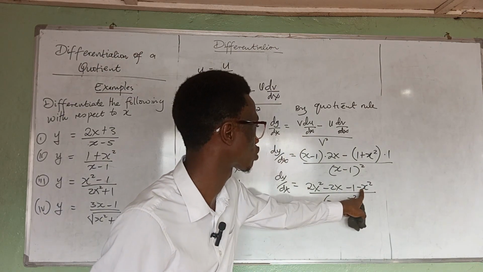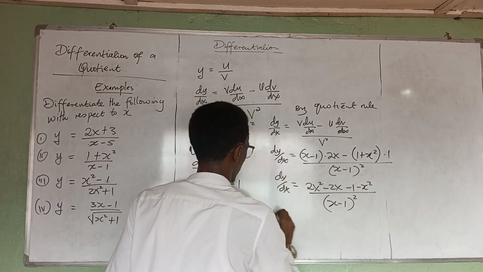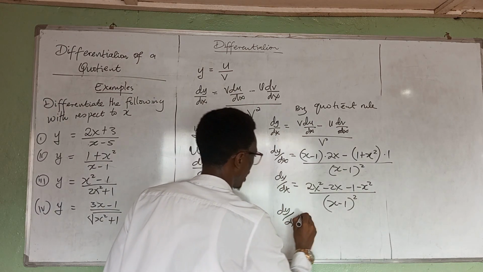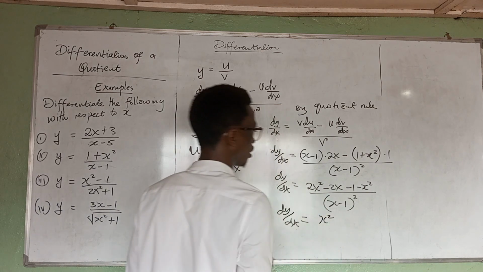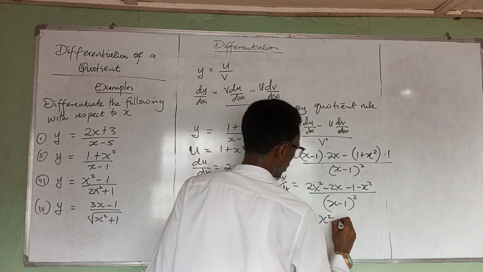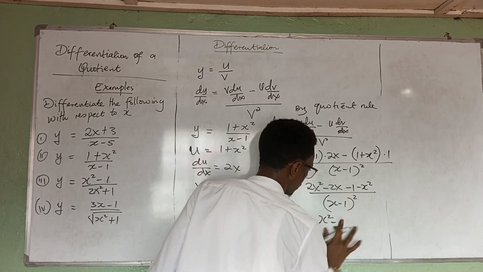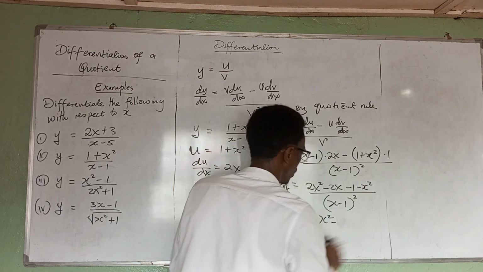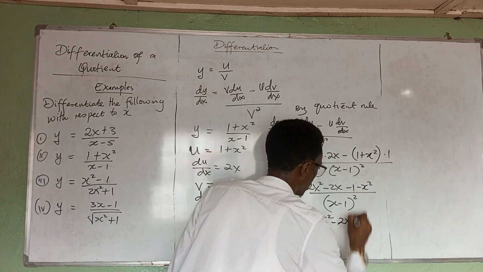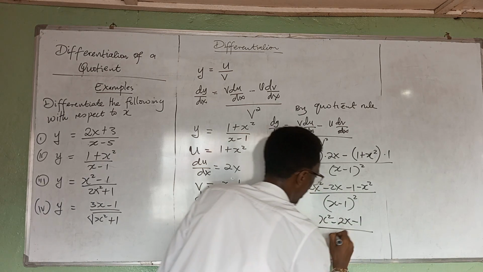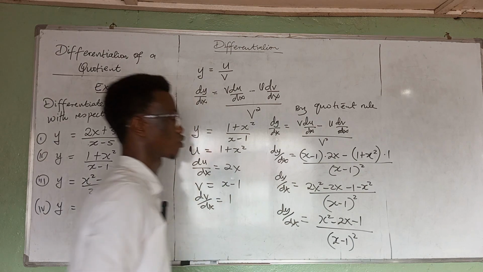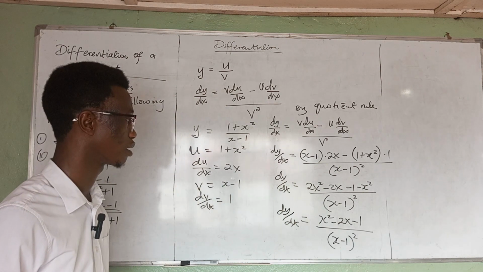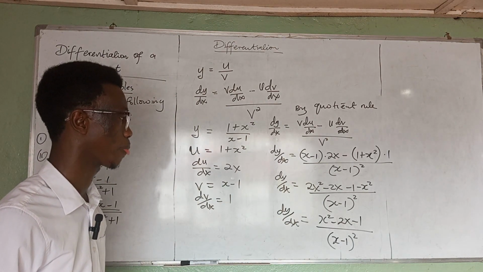2x squared minus x squared becomes x squared. So dy by dx equals, this minus this becomes just x squared minus 2x minus 1, everything here divided by x minus 1 all square. So that's it.